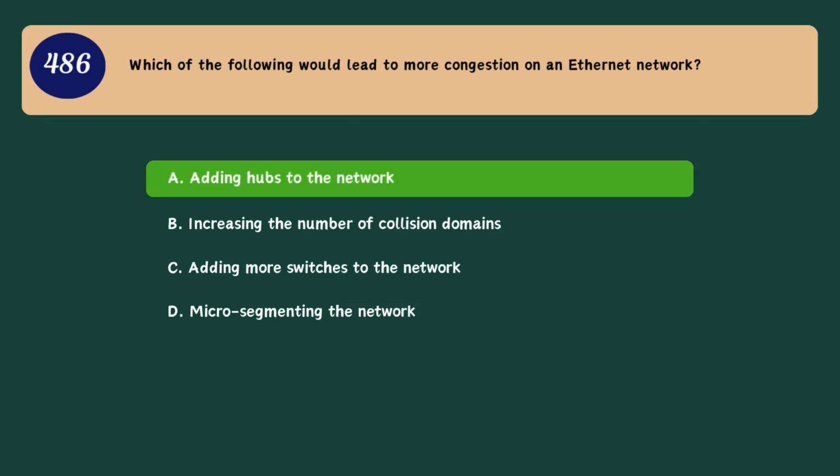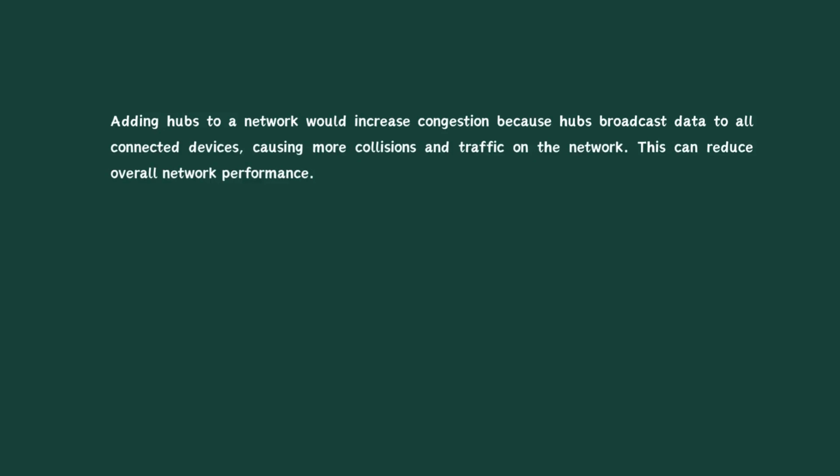Correct answer. A. Adding hubs to the network. Adding hubs to a network would increase congestion because hubs broadcast data to all connected devices, causing more collisions and traffic on the network. This can reduce overall network performance.